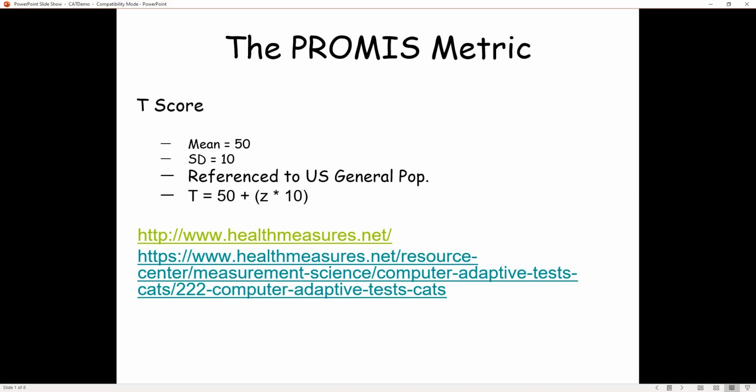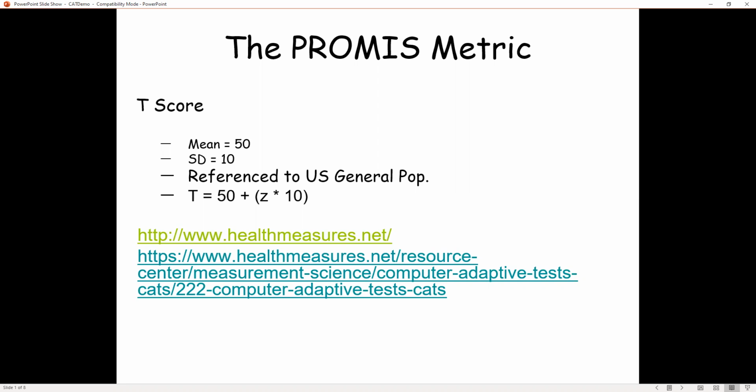Okay, I'm going to provide an example of a computer adaptive test from one of the PROMIS measures, the Patient Reported Outcomes Measurement Information System. You have references down at the bottom, URLs, where you can find out further information about PROMIS and computer adaptive testing.